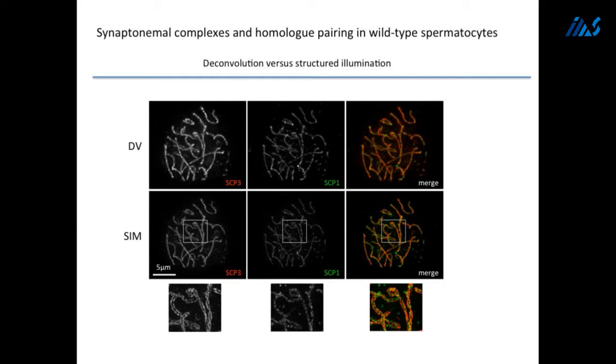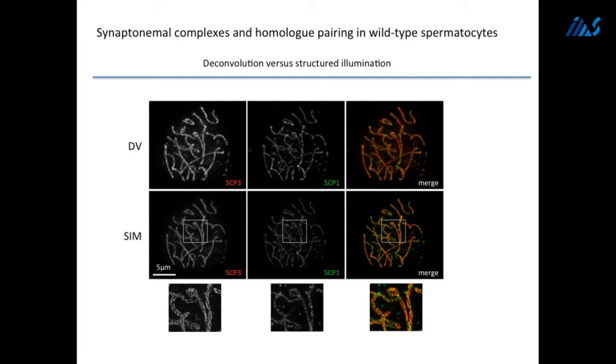So you heard this morning that during meiosis, chromosomes undergo homologous pairing. What we're looking at here are synaptonemal complex proteins, SCP3 and SCP1. SCP3 is a lateral element protein which lines each homologous pair. SCP1 is a transverse element protein which links the two together.